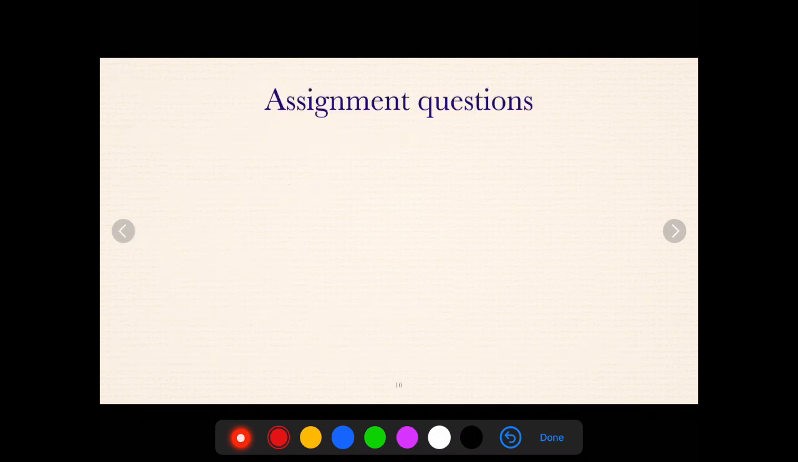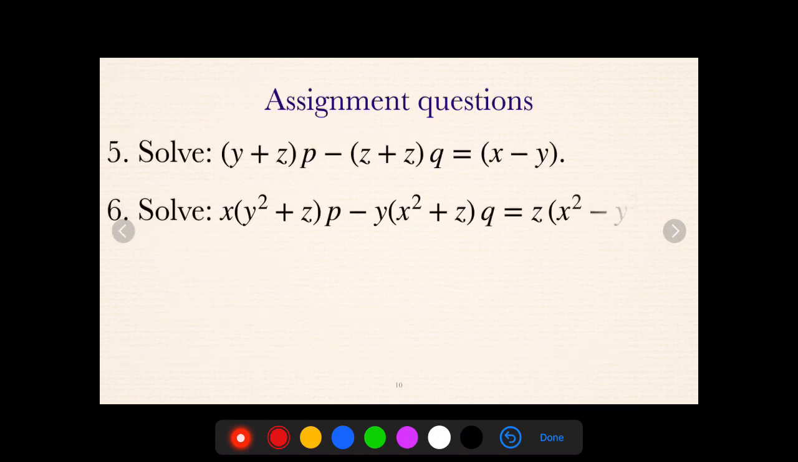Now based on this I have given 2 assignment questions, work those out. Carefully check which multiplier will exist, and first solve the first 4 problems in the assignment and also in the notes, then start solving these 2 problems. In the next video I am going to explain how to solve Lagrange's linear equations whenever the multipliers do not exist.